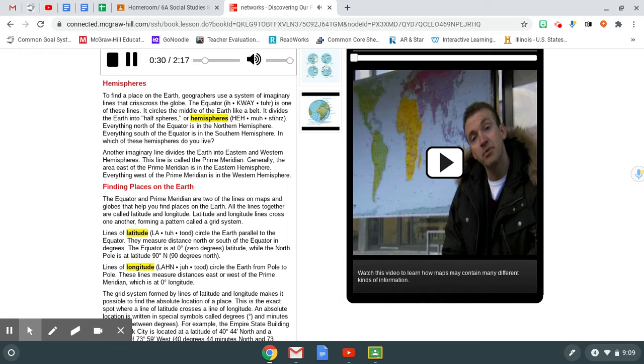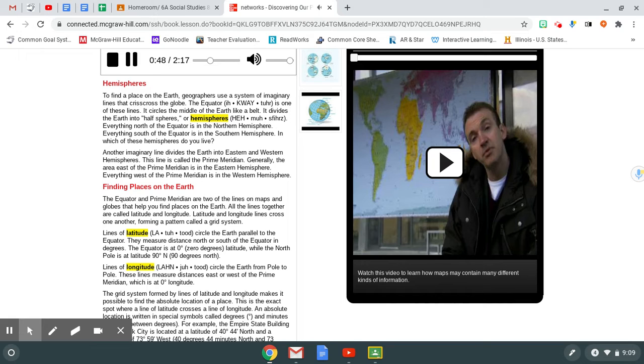Another imaginary line divides the Earth into eastern and western hemispheres. This line is called the prime meridian. Generally, the area east of the prime meridian is in the eastern hemisphere. Everything west of the prime meridian is in the western hemisphere.